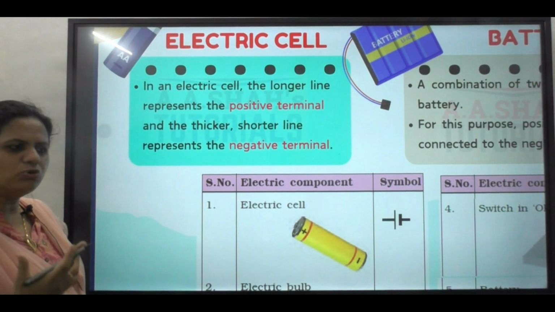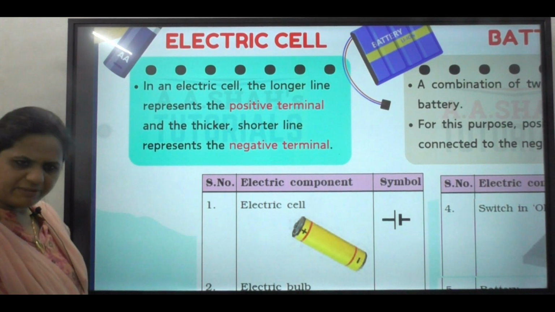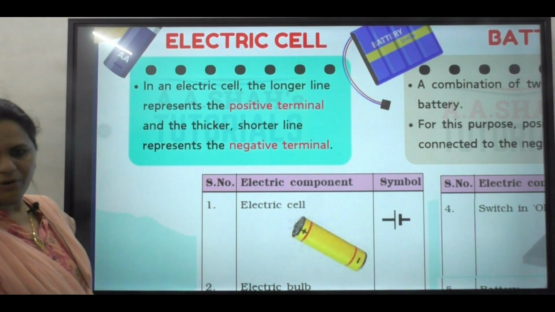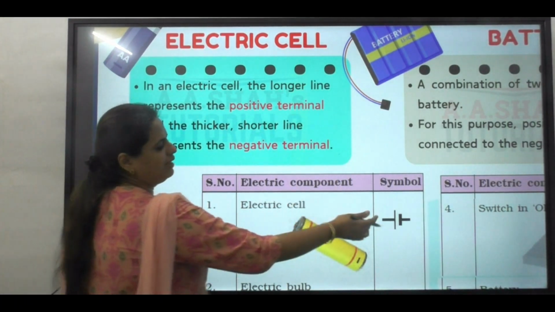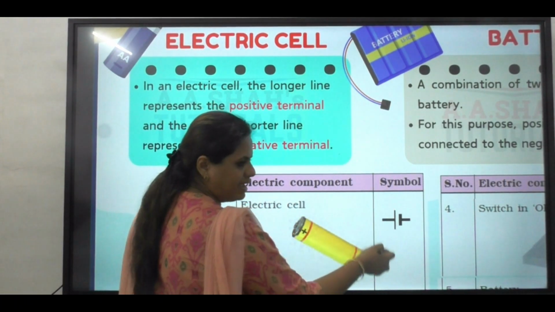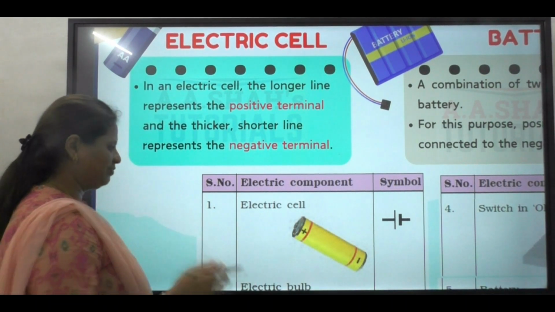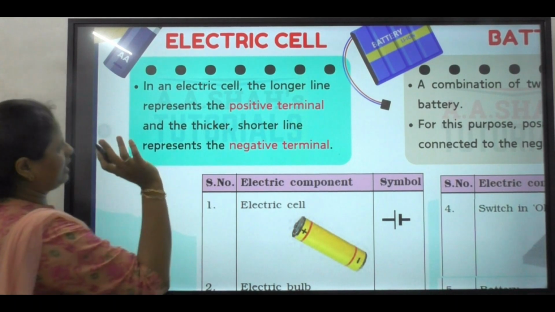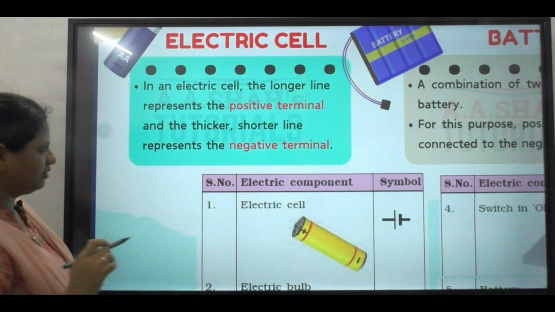You use a battery in your remote control. You use batteries in various toys, AC remotes, TV remotes, whatever remote it may be. So you should know the symbol, the denotation of a cell. A longer line is plus, shorter line is minus. Are you going to forget this? No. So this is an electric cell. The longer line is the positive terminal, the shorter line is the negative terminal.